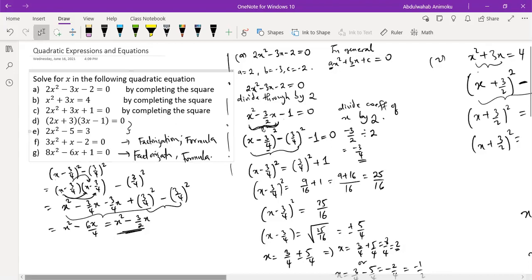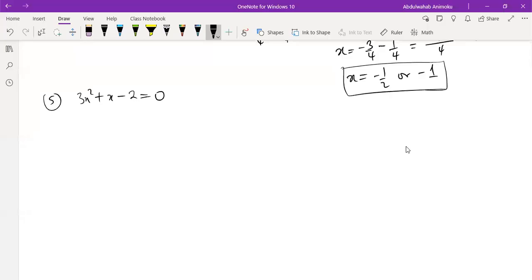Now let's look at some other problem, which is the next one, which is 3x squared plus x minus 2 equal to 0. Okay, so let's look at this problem. So now we're going to use the factorization method to solve this. And how do we use factorization to solve this? Now, factorization method, these are the steps. So just follow the steps as I show you and make sure that you use that in other problems that you might encounter.